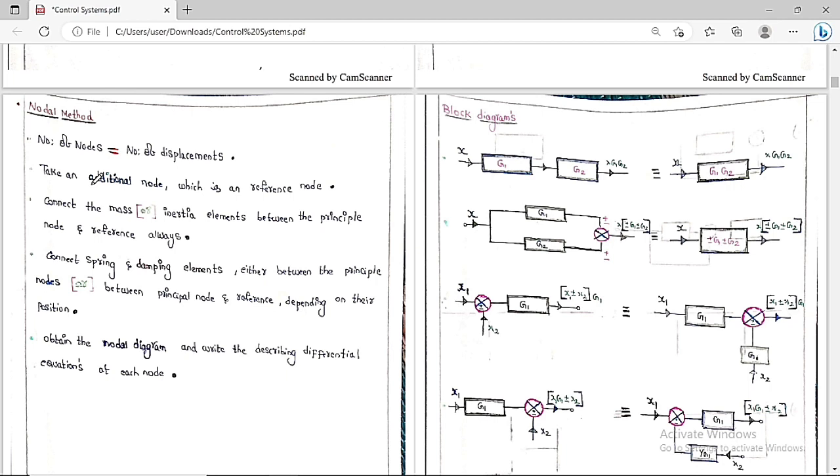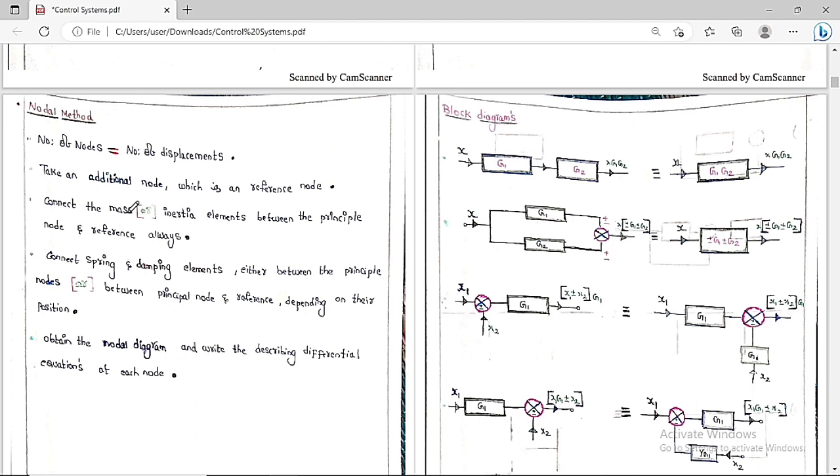Always remember, in the case of the nodal method, the number of nodes is always equal to the number of displacements. Always take an additional node, which is a reference node. And always connect the mass element or the inertia element between the principal node and the reference node always.